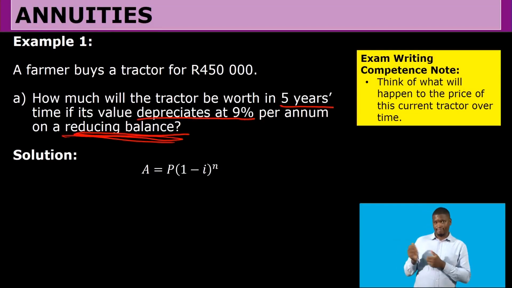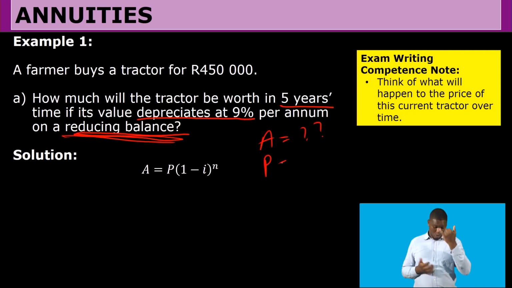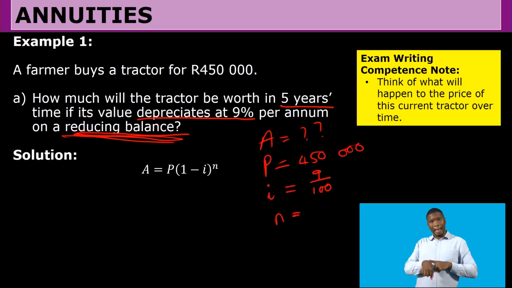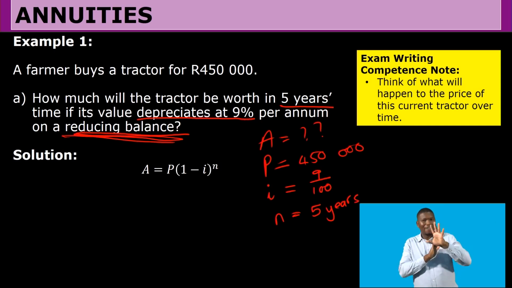And then when we substitute the values, well, firstly, we don't know what the future value is going to be, but we do know the present value, which is the cost of the truck right now, and that is 450,000. Now, when it comes to the interest, we are told that it is 9%, which is 9 divided by 100. And we know that the time or the period that we are looking at is 5 years. So how many times is this tractor going to decrease? Well, it's 9% per annum, which means it's going to be 5 years or 5 times, because it's going to be once a year, which happens within 5 years.